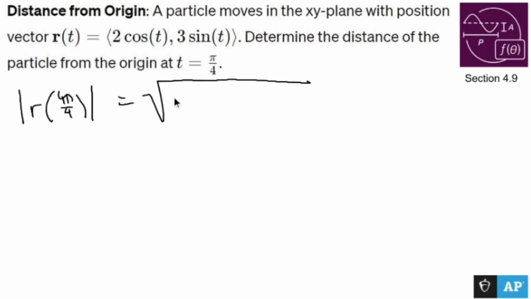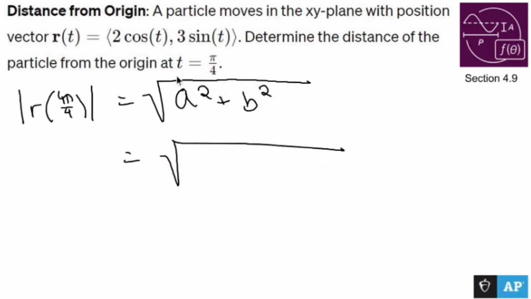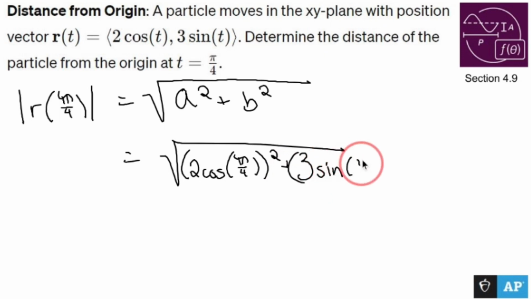It's going to be r of, I guess we'll do the a version. So I'll just write it out like this: square root of a squared plus b squared. I don't want to overcomplicate anything. Where in this case, a squared is going to be 2 cos t, which is pi over 4, close it, squared. Plus 3 sine t, which is pi over 4 again, close it, squared. And let's scooch you over.